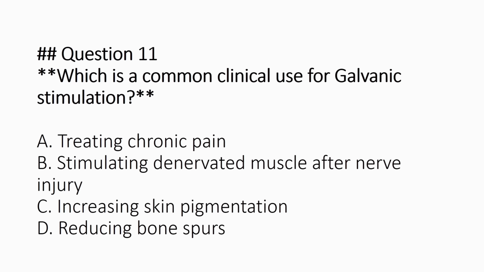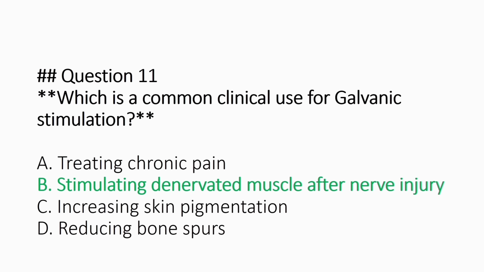Option C, increasing skin pigmentation. Option D, reducing bone spur. And the answer is option B, stimulating de-innervated muscle after nerve injury. Now let's move to question number 12.